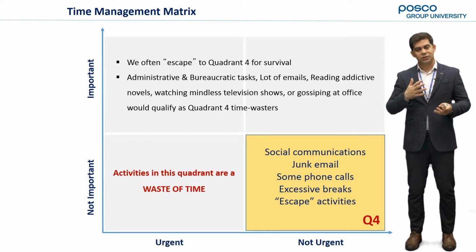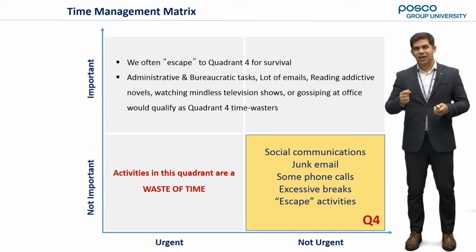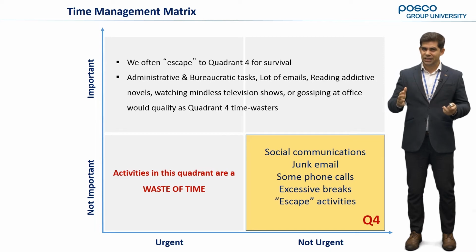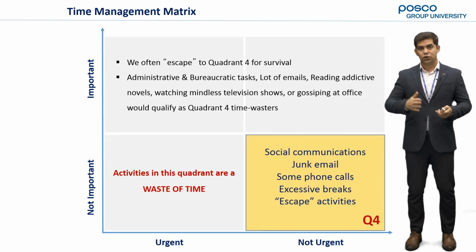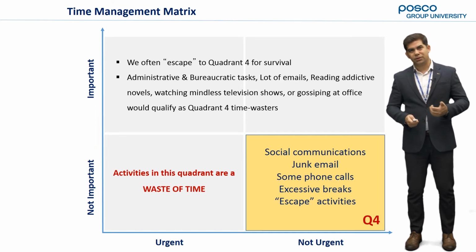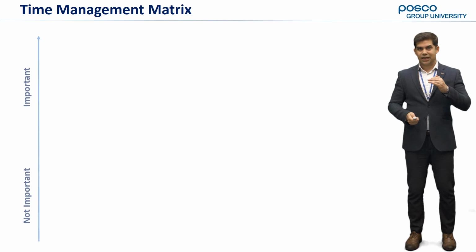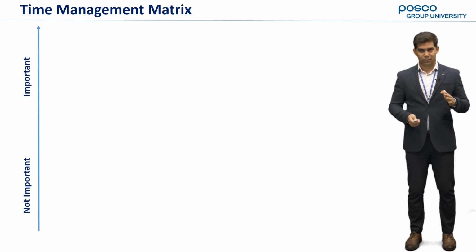For example, you're spending a lot of time on social media, you're spending a lot of time talking with your friends, you're spending a lot of time messaging. Now, those things are completely not important and not urgent. You should take care of those things either in your free time or probably when you're back home after office. So, things that are in Quadrant 4 are complete time wasters.